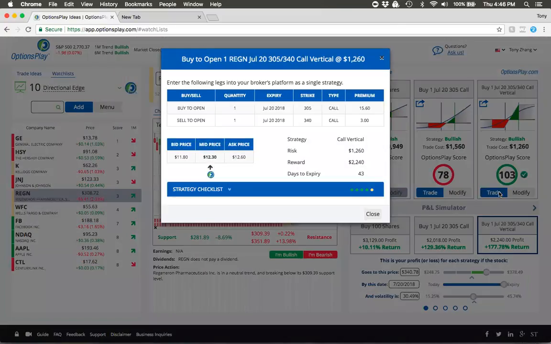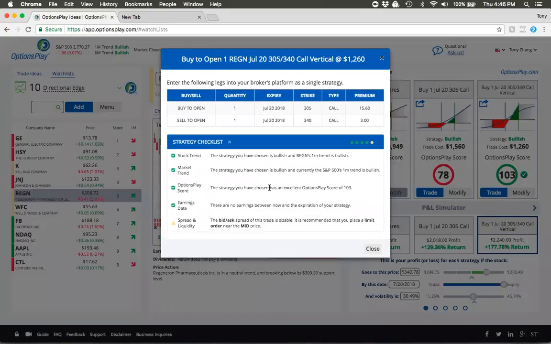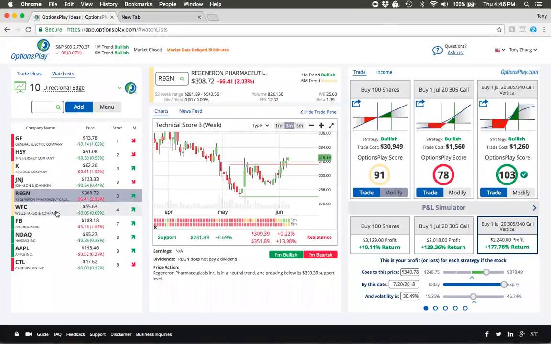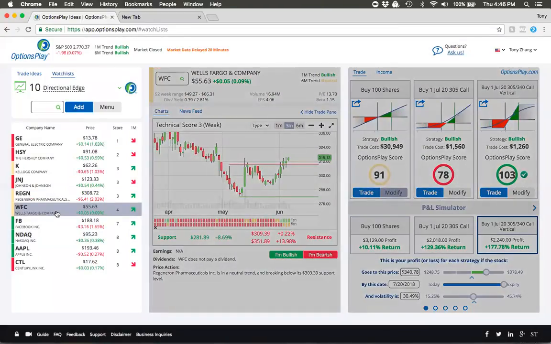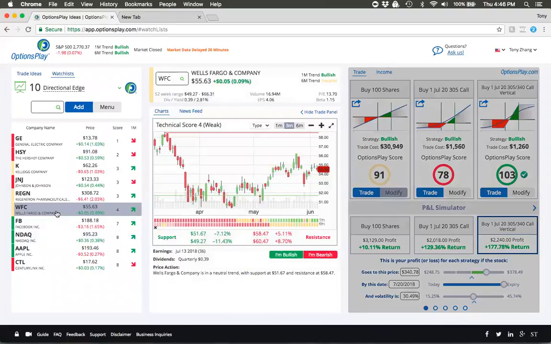And for those of you that are brand new to options and you're not sure what that vertical means, make sure you use our strategy checklist. It checks for a few different things, risks that you might not be aware of before you place your trade. And once you're ready, you have all the data in terms of how to enter this trade into your broker's platform. So at this point, I've gone through quite a few examples. I can go through a few more just to illustrate this.